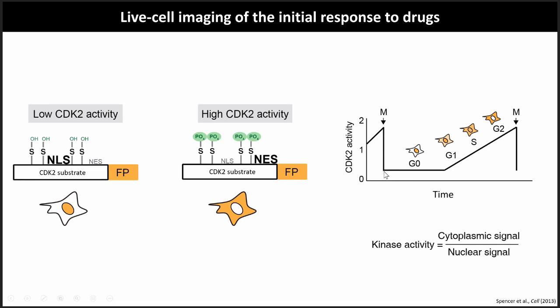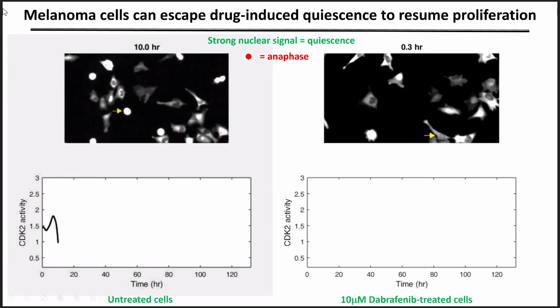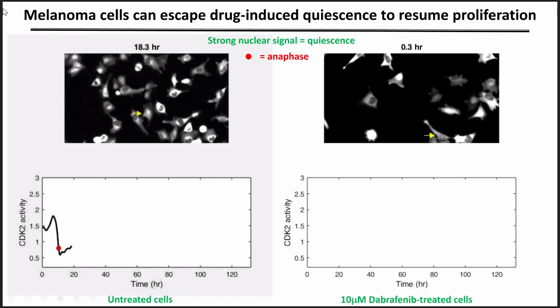So after mitosis, CDK2 activity turns off in cells that exit the cell cycle or go into G0 or quiescence, and starts ramping up as soon as cells commit to the cell cycle. So here on the left is a movie of untreated A375 cells expressing the CDK2 activity sensor, and we're going to follow the cell with the yellow arrow. And you'll see that untreated cells cycle very rapidly.